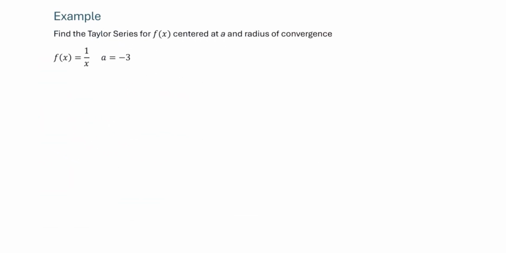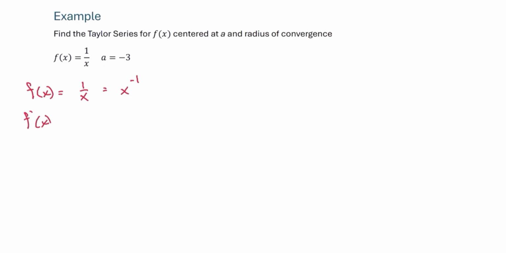In this example, we are again looking for a Taylor series. This time we want to be centered at a equals negative 3. We'll start by listing out some derivatives. f of x is simply 1 over x. It may be helpful to think of that as x to the negative 1.